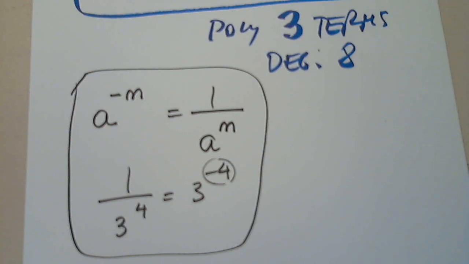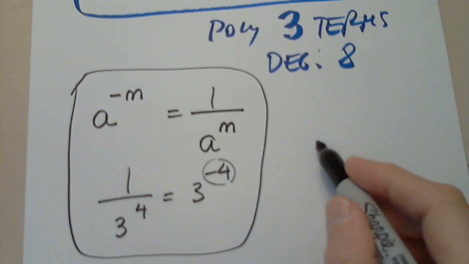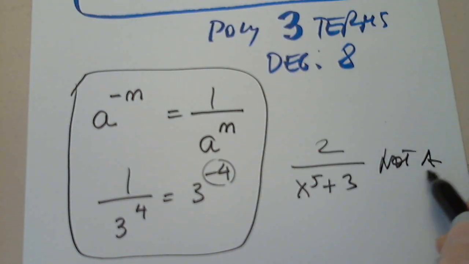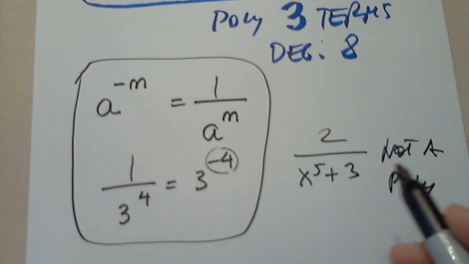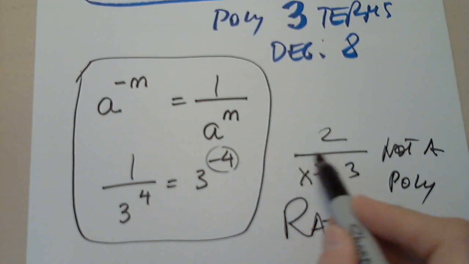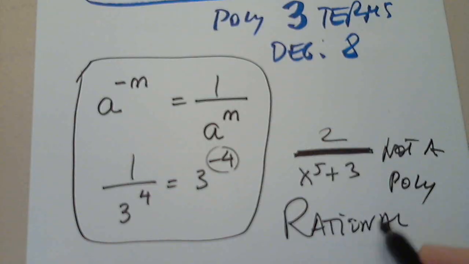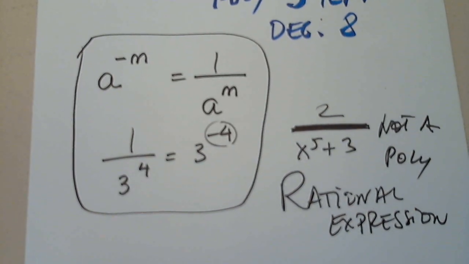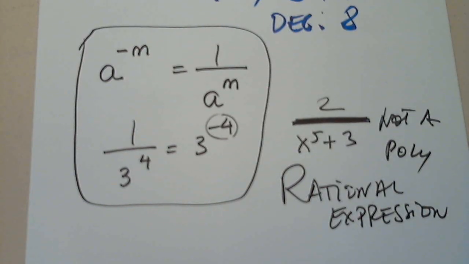So this is not a polynomial. Why? Because a polynomial cannot have the variable in the denominator. This we should know moving forward. 2 over x to the 5th plus 3 is not a polynomial, but a rational expression. It has x in the denominator.